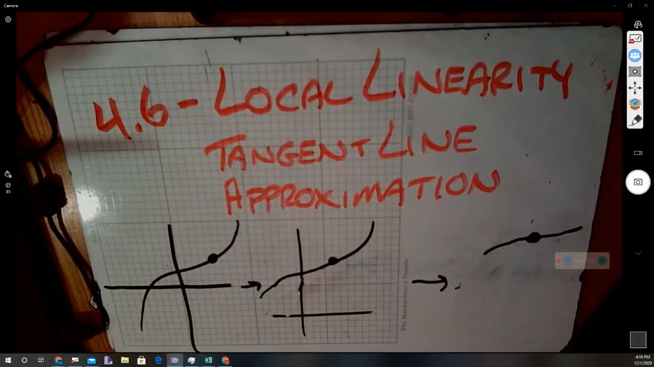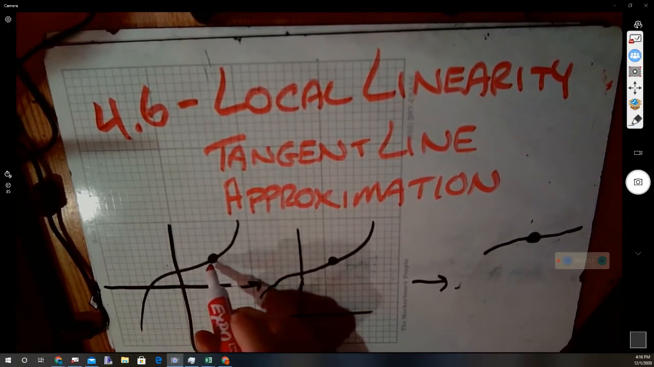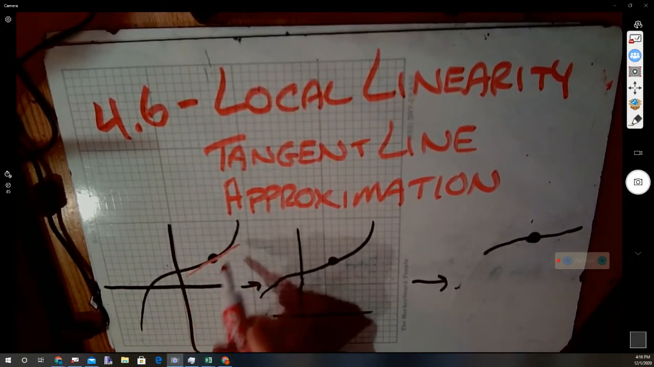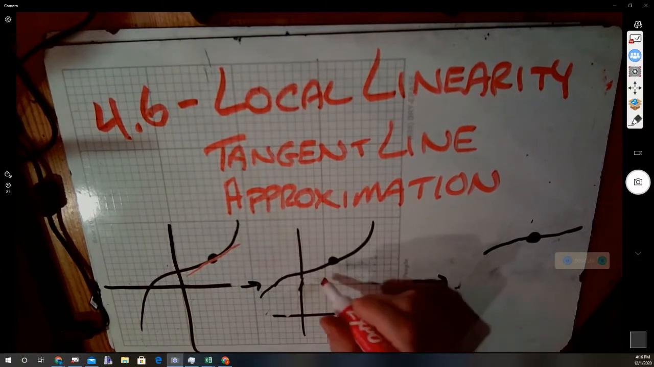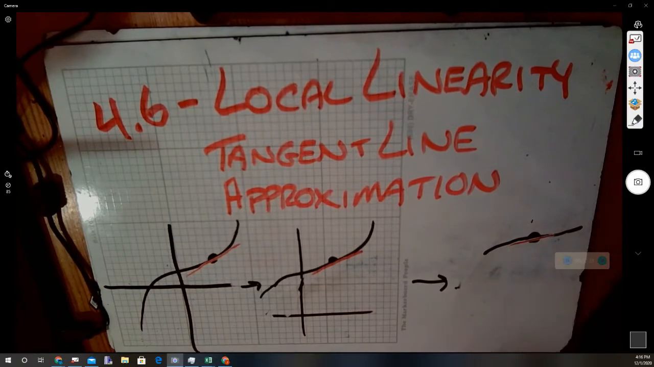All right, so we're going to look at Unit 4.6 here, dealing with local linearity and tangent line approximations. Basically, if you have some sort of function, and say we want to look at the tangent line at a specific point there, well, as you keep zooming in, basically you get the exact same line. The line almost ends up overlapping itself.